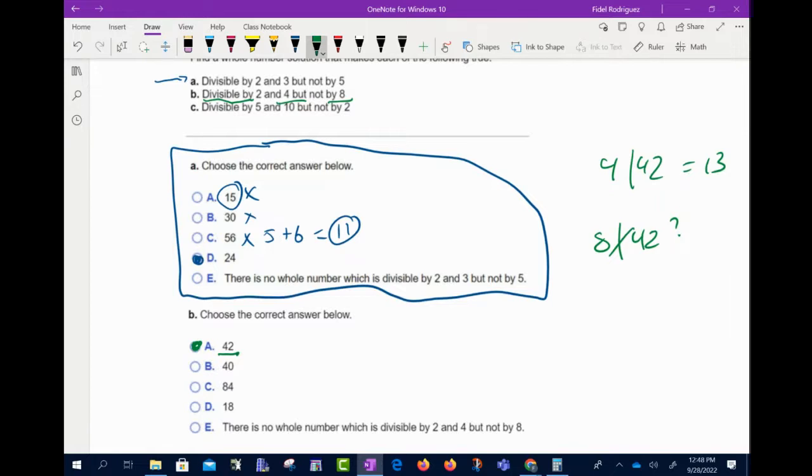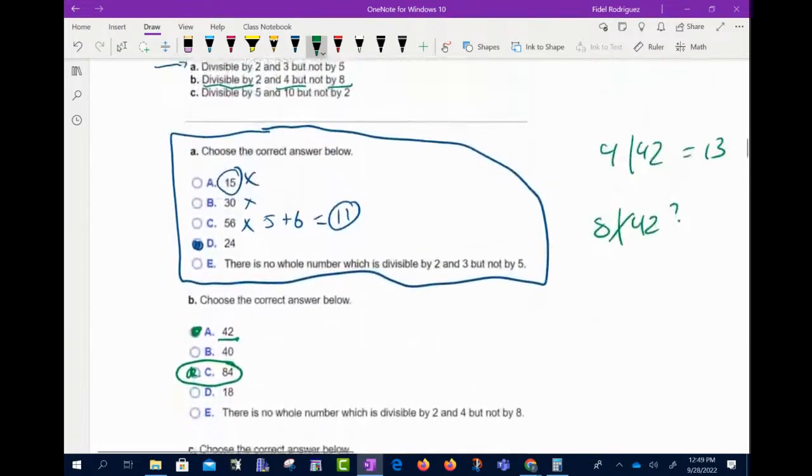If I look at part B, I know I can divide 40 by 2. I know I can divide it by 4, but I can also divide it by 8. Let's see. 84, I can divide it by 2, yes. I can divide it by 4, yes. I can't divide it by 8, though. So it looks like I got 2 choices here. 84 can be divided by 2 and by 4, but not by 8. So it looks like I got 2 choices here, y'all. Sorry about the noise. 42 and 84. And then 18, I can divide it by 2, but I can't divide it by 4.